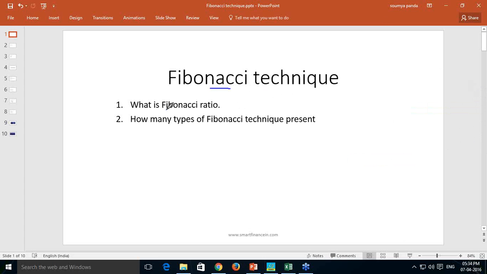So what is the Fibonacci ratio? I will tell you. How many types of Fibonacci techniques are present? I will also tell you. But it is not possible for me to go through all the techniques of the Fibonacci. Today the technique we are going to learn is only the retracement technique in the static and dynamic approach. However, with your self-interest, you can learn other techniques of the Fibonacci.